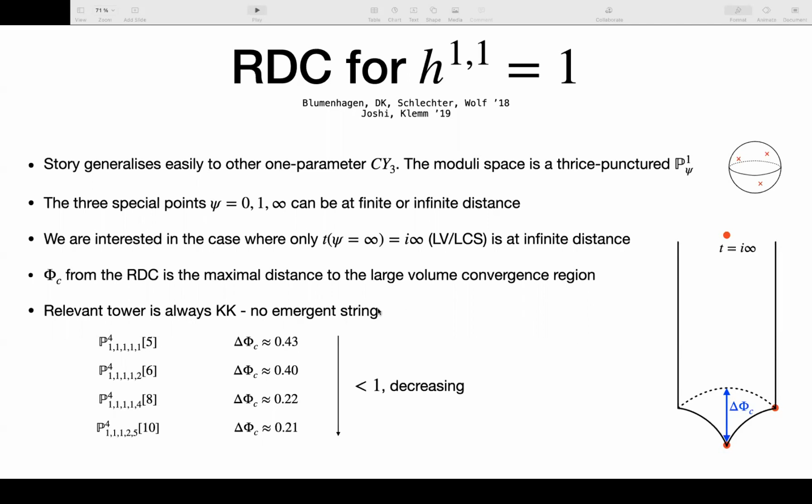And the phi critical from the refined distance conjecture, as I told you before, is then the maximal distance to the large volume convergence region, which is this one here. In this case, we have only one Kähler modulus, so we cannot have a fibration structure of our Calabi-Yau. So the relevant tower of states will be a KK tower for us. There will be no string.